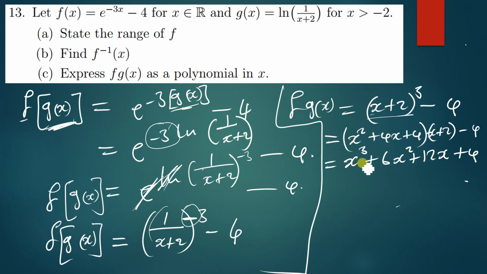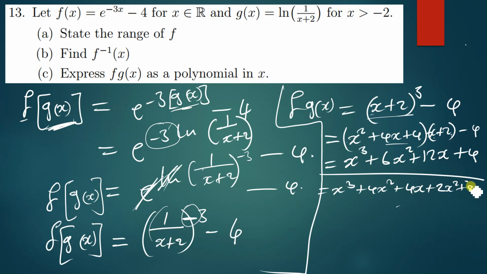Okay, so if you want us to do it together, we can do it. We just say x times x, we're getting x cubed, x times 4x, we're getting 4x squared, x times 4, we're getting 4x. Then we have 2 times x squared, we are getting 2x squared. 2 times 4x, we're getting positive 8x. Then 2 times 4, we're getting what? 8. So we're getting positive 8. Let me just write it here, positive 8. Then we have a minus 4 there, minus 4.